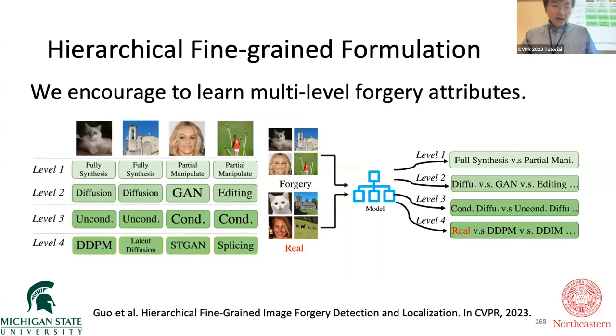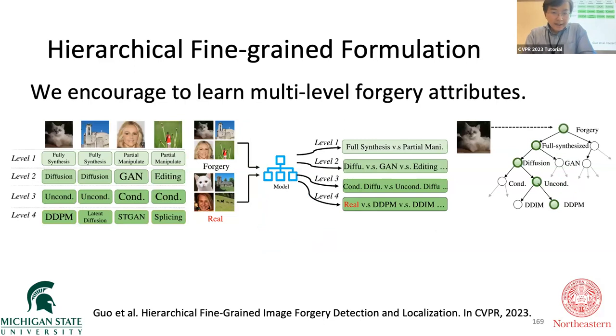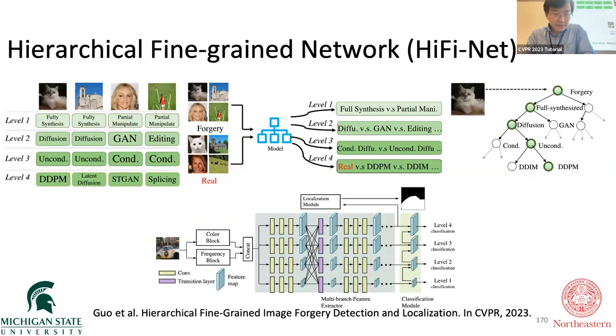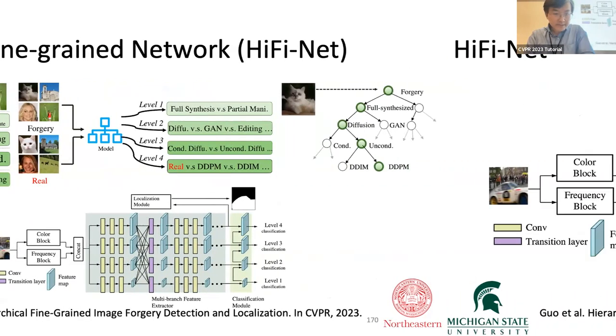Okay, so with this, the detailed architecture is that, given an image, we do four-level estimation, right? For every image, we classify not only the last level, which is what you are really interested in, but also the intermediate top levels, okay? Let me show you the architecture. I think maybe this is the best slide.